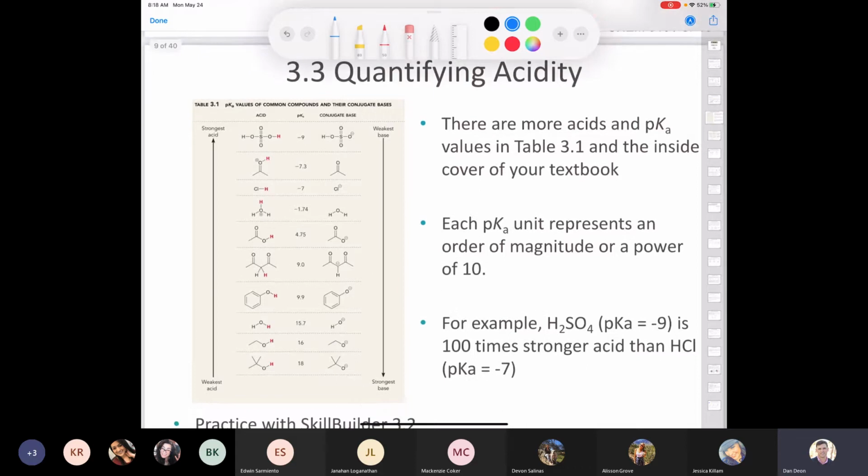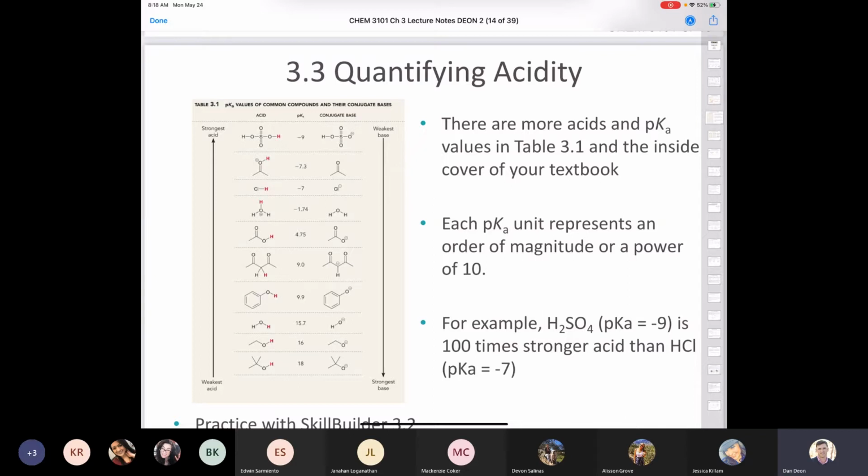So if we look at this table here, this comes from our textbook. It's table 3.1, and it might be a little difficult to see on my slide, but I'll zoom in on it in a second. It says that there are more pKa values on the inside cover of your textbook. I know that you're probably using the e-textbook, but if you look in the appendix, or at the beginning, there's a whole pKa value table, which is much more exhaustive than this one here.